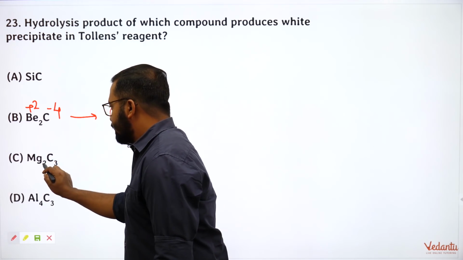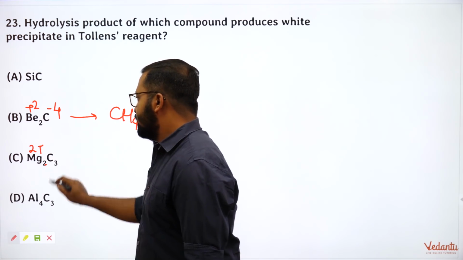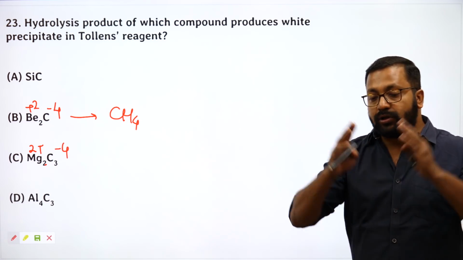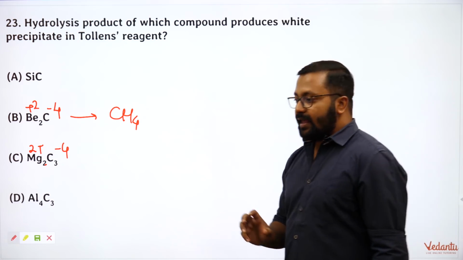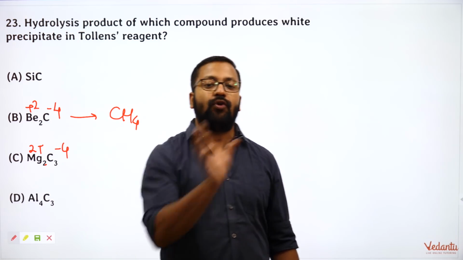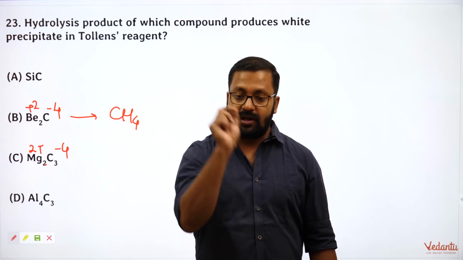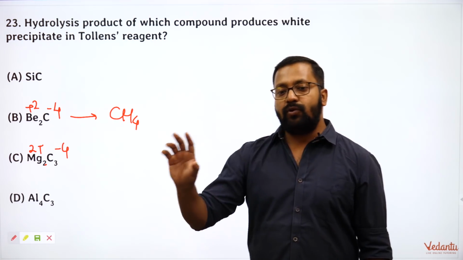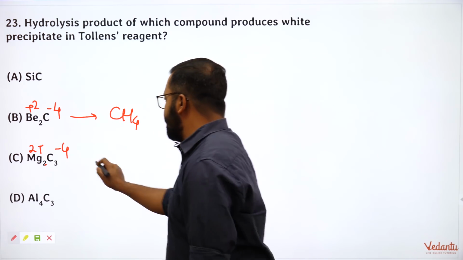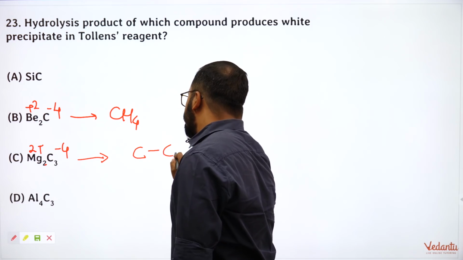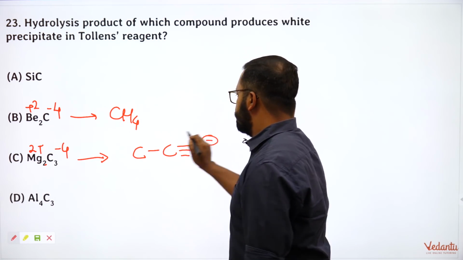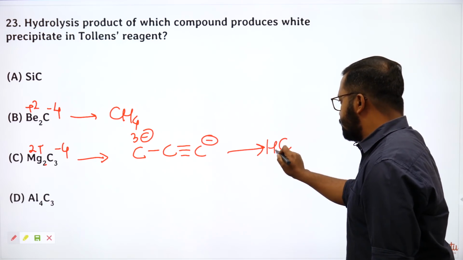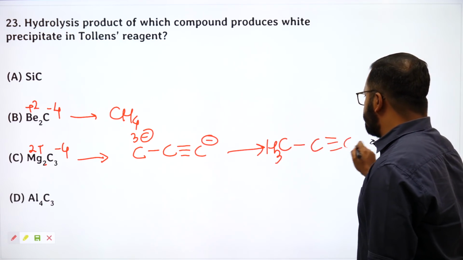Similarly, look here. Mg2 has +2 charge. So over here the total charge is -4. On 3 carbons, the total charge is -4. This means each carbon, if it wants to form CH4, ideally should have a -4 charge on itself. But if 3 carbons are having -4 charge in total, that means a few valencies are satisfied, and that will happen only when the bonds are arranged like this. And this will generate CH3-C triple bond-CH.